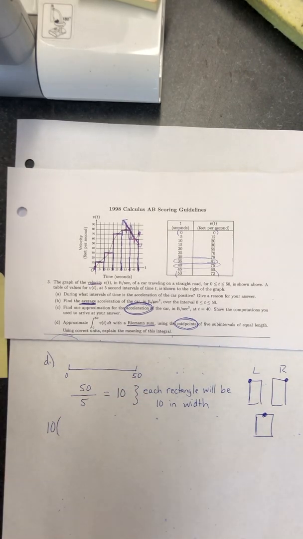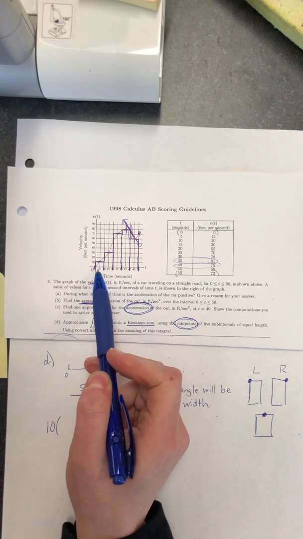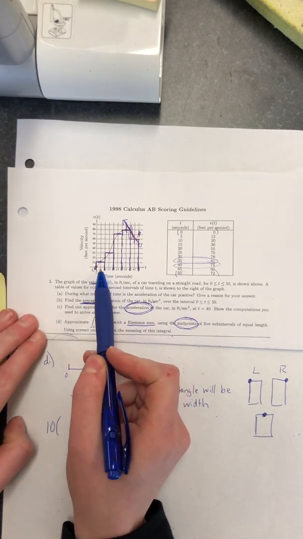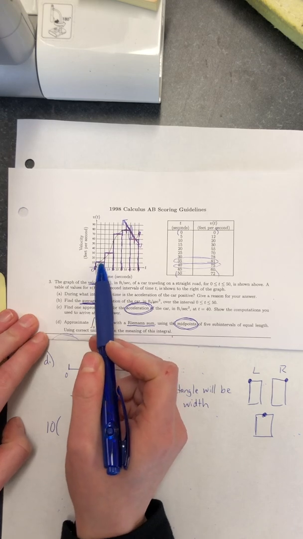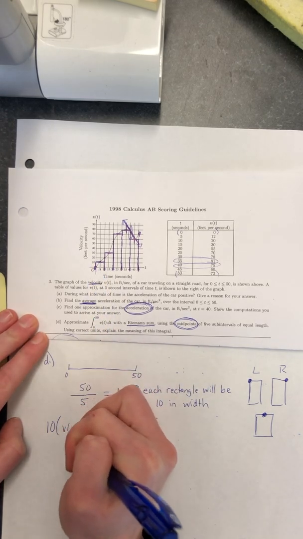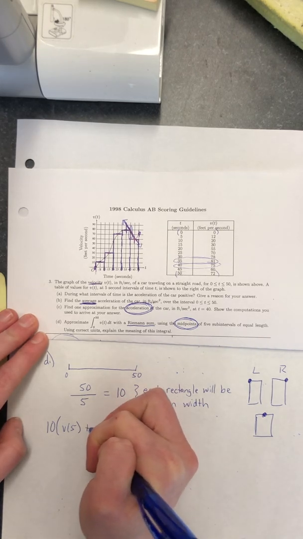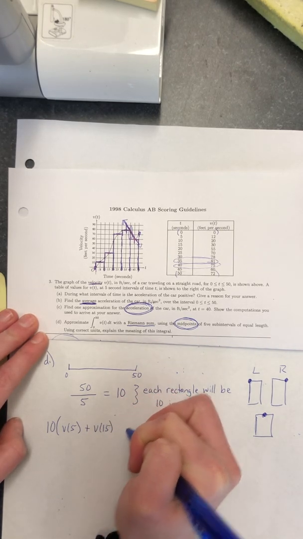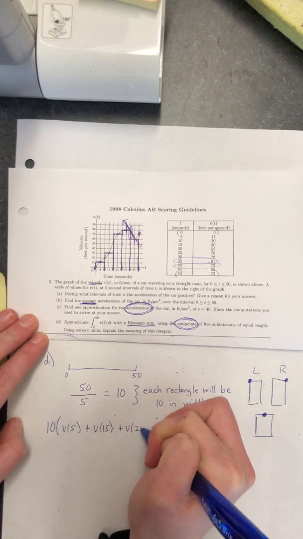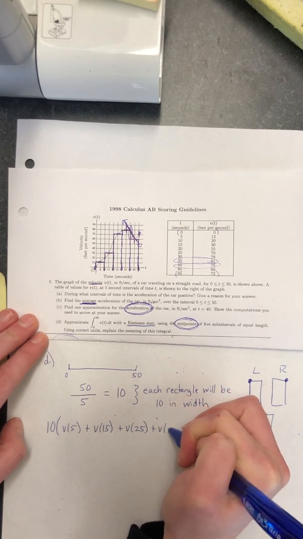Hopefully this is a little bit familiar. The first rectangle has a height of 5. I know that the height is just whatever the function is at 5, so we can say v of 5. And then plus v of 15 plus v of 25 plus v of 45.